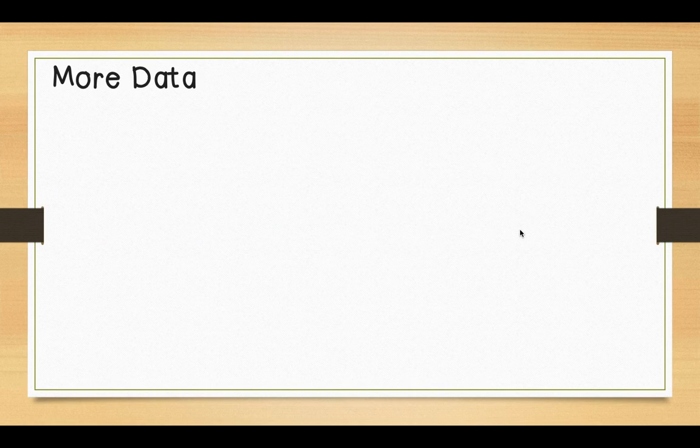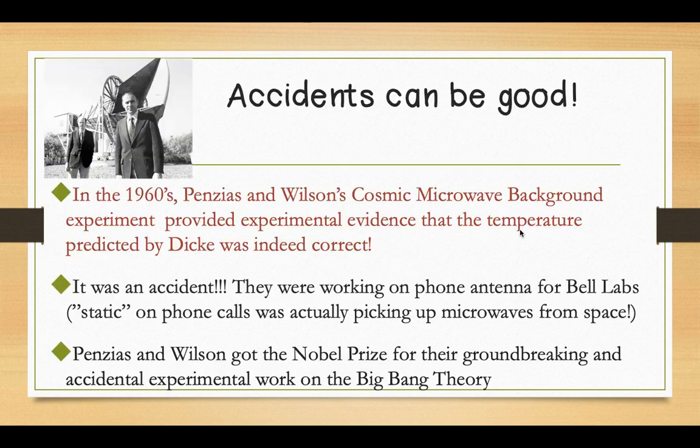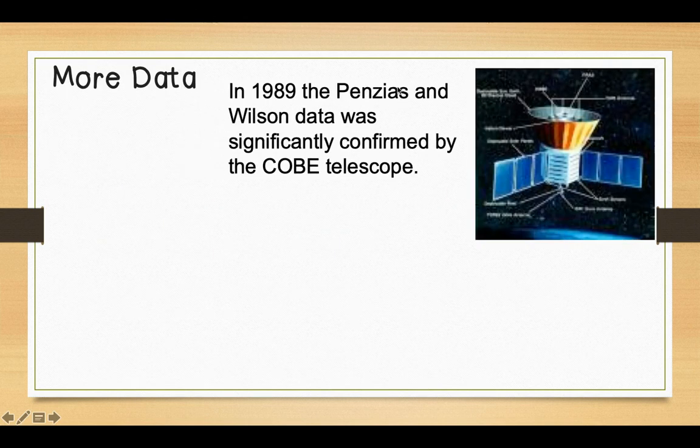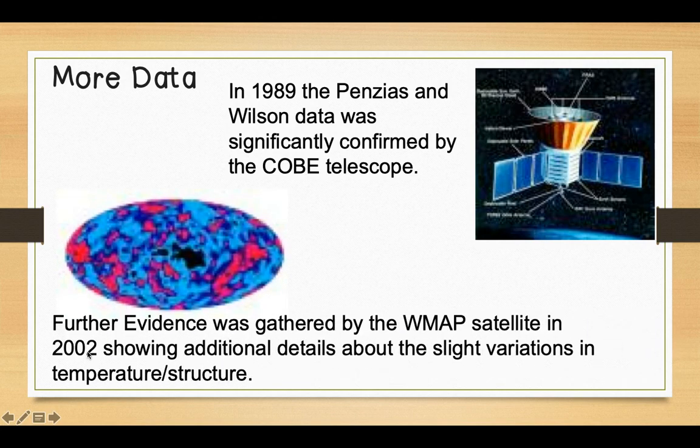So let's go ahead and add on to that. Let me go backwards. If you were thinking, wait a second, if it was an accident, how can we be so sure of it? Well, since the 1960s, Penzias and Wilson's data was significantly confirmed from an actual telescope that measured wavelength. And even as recently as 2002, more satellites showed details about temperature from space. So it wasn't just way back in the 1960s. It has been confirmed in the 80s and the early 2000s. All of it supports the same idea that Dicke figured out way back when.